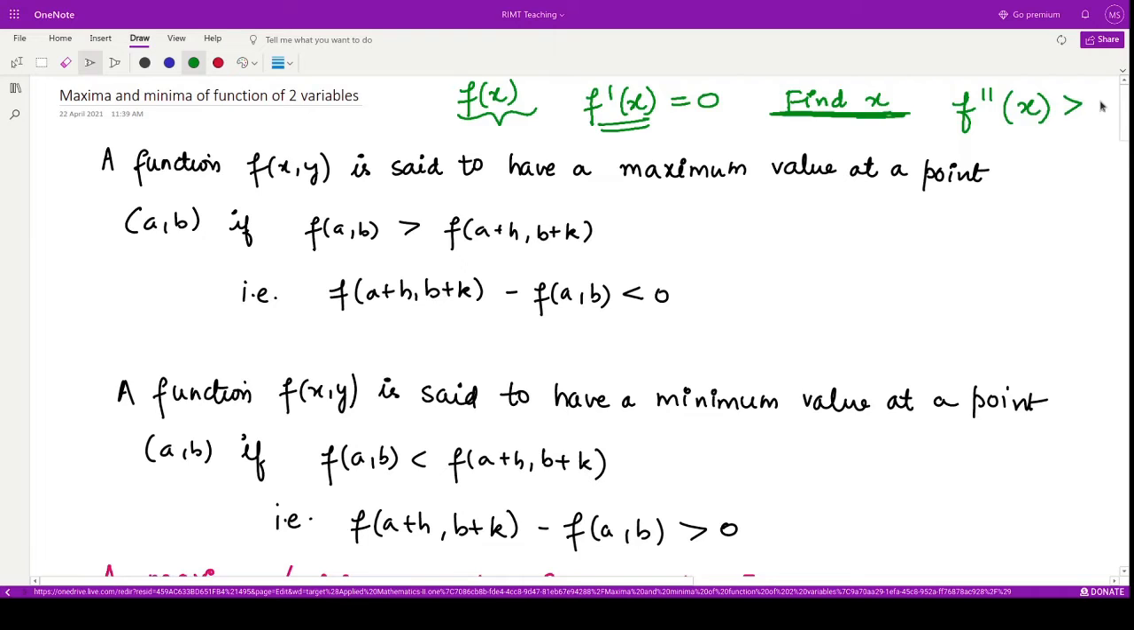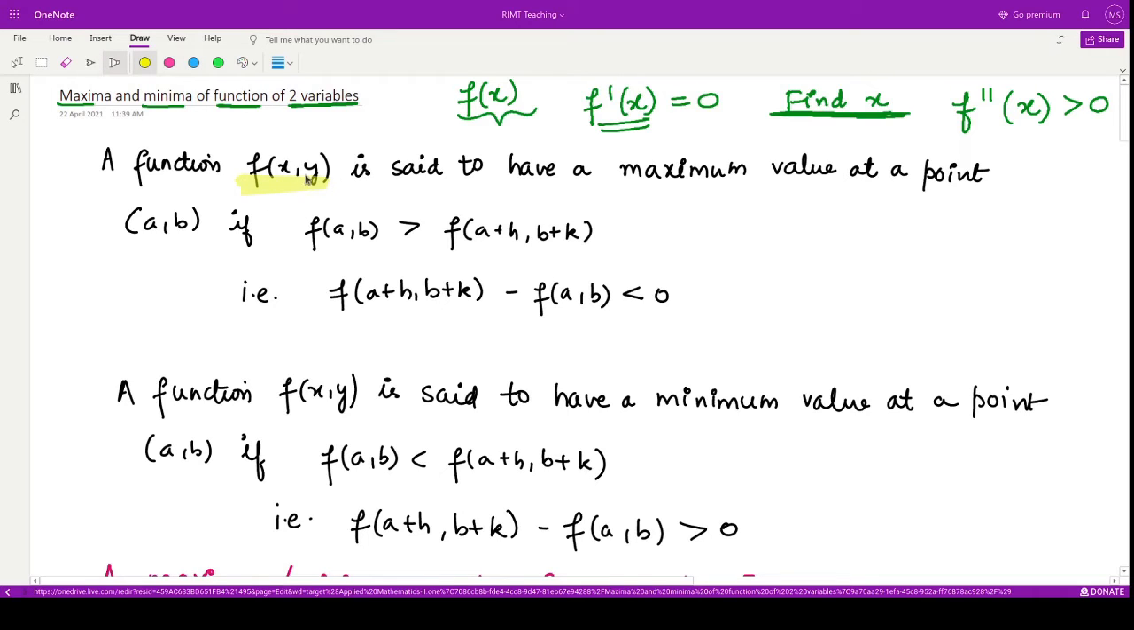If this appears to be greater than 0, that means at that point you have the minimum value, right? And if the second derivative has a value less than 0, then you would have a maximum value there. Similarly, we can define the maxima and minima for a function of two variables. Here your function would look like f of x, y, right?